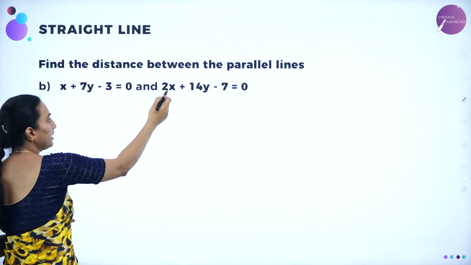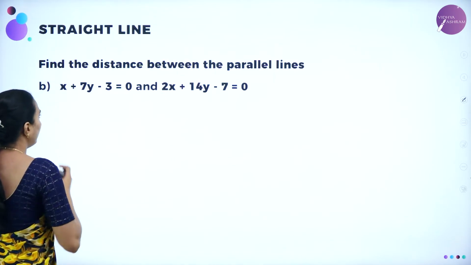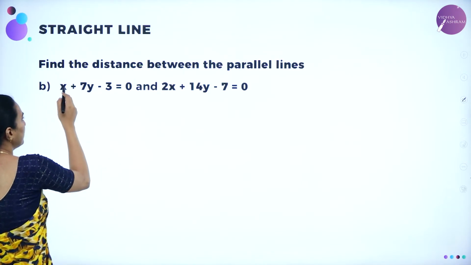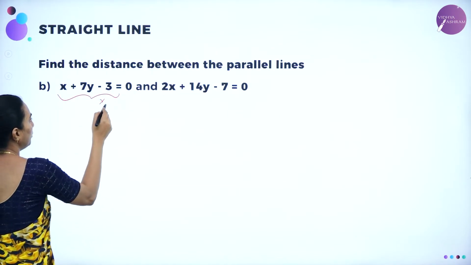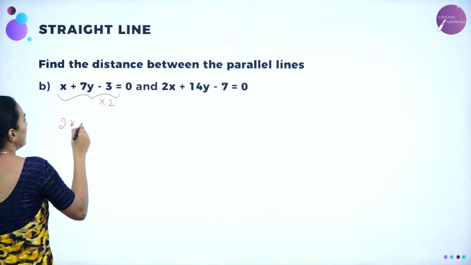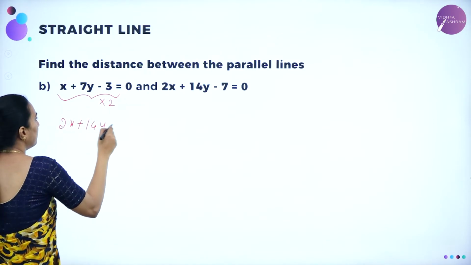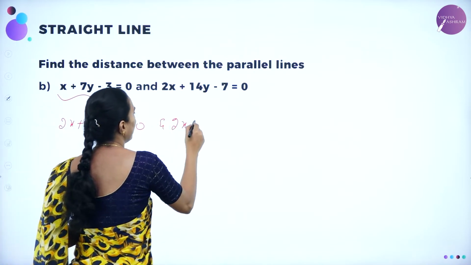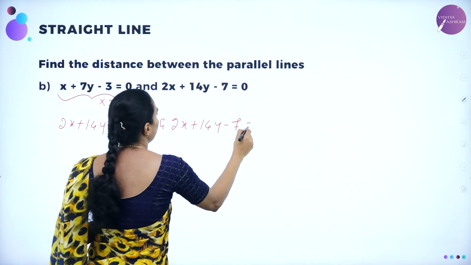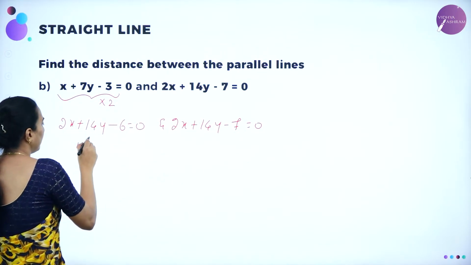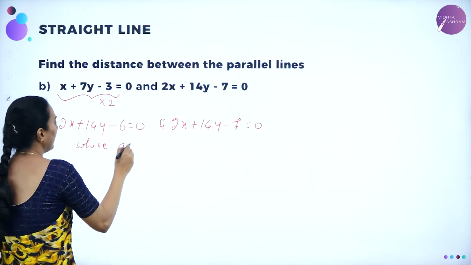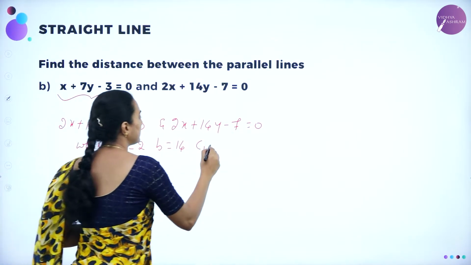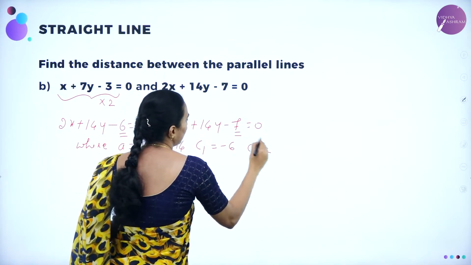So I am going to divide the second equation by 2, otherwise I am going to multiply the first equation by 2. Anything is okay. By multiplying the first equation by 2, what happens? 2x plus 7 2s are 14y minus 3 2s are 6 equal to 0, and 2x as it is I am writing plus 14y minus 7 equal to 0. Here, now they are equal, A is equal to 2, B is equal to 14, C1 is minus 6 and C2 is minus 7.